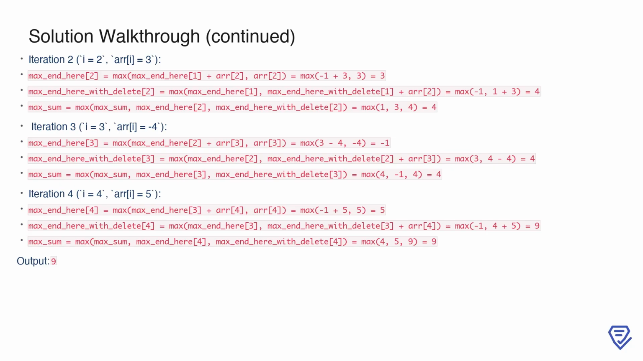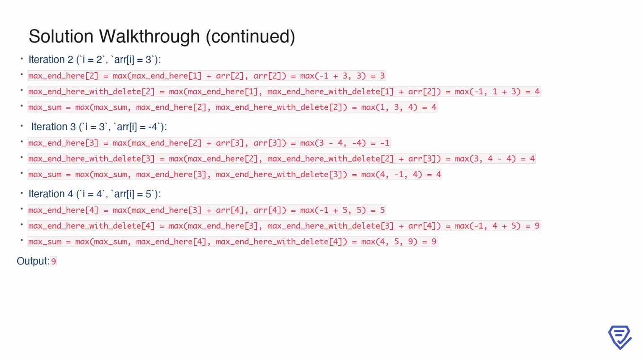At i equals 3, the value of arr[i] is -4. We calculate max_end_here[3] as -1 and max_end_here_with_delete[3] as 4, showing that deleting -4 can preserve the higher running sum.